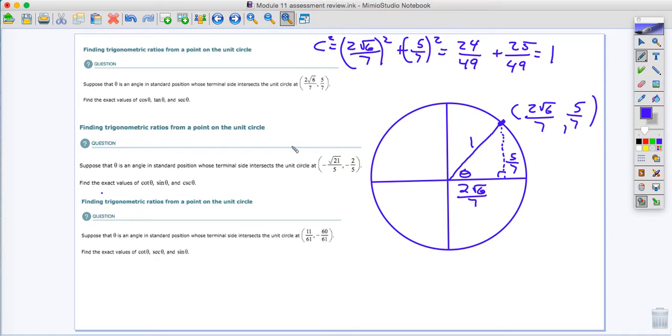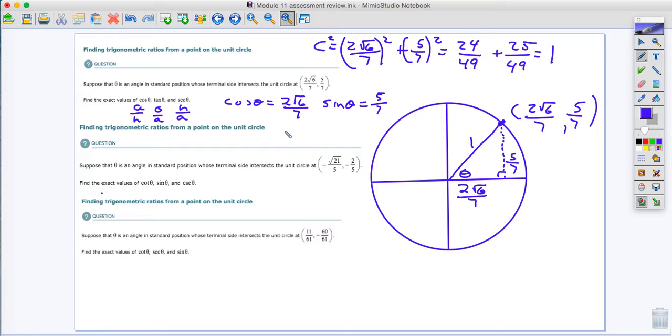So we can solve for each of these now. Cosine, remember, is adjacent over hypotenuse. Tangent is opposite over adjacent. And secant is 1 over cosine, which is hypotenuse over adjacent. So the cosine of theta is equal to adjacent, so 2√6 over 7, over hypotenuse, so over 1. So there's cosine. Sine is equal to opposite over hypotenuse, so 5/7 divided by 1.